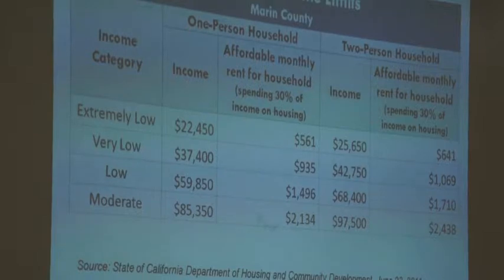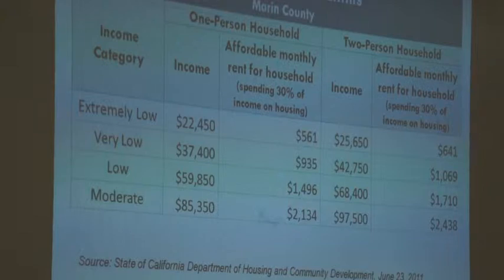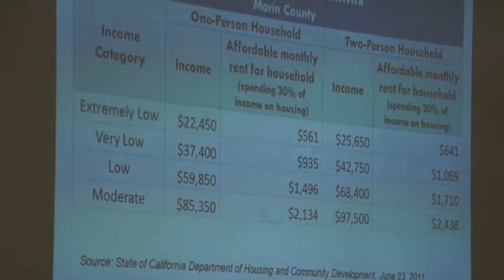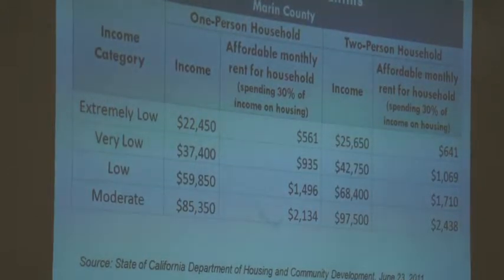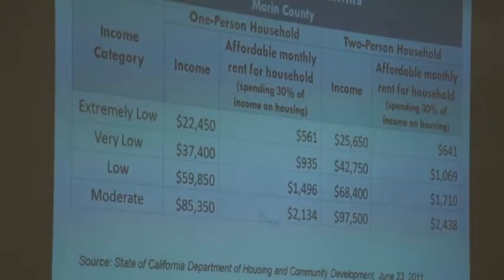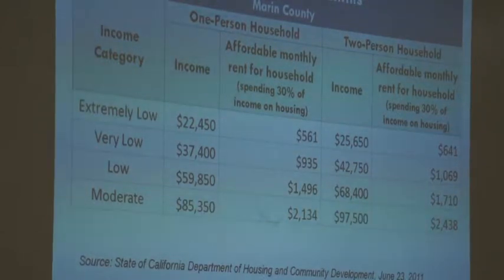And if you do the translation, what you see on the right is what a person or a household should be spending on housing. Housing, that would be rent, including utilities. And again, the moderate category, which goes up to 120% of median income, is basically $2,500 a month for rent or housing payment. So that's how the numbers break down.